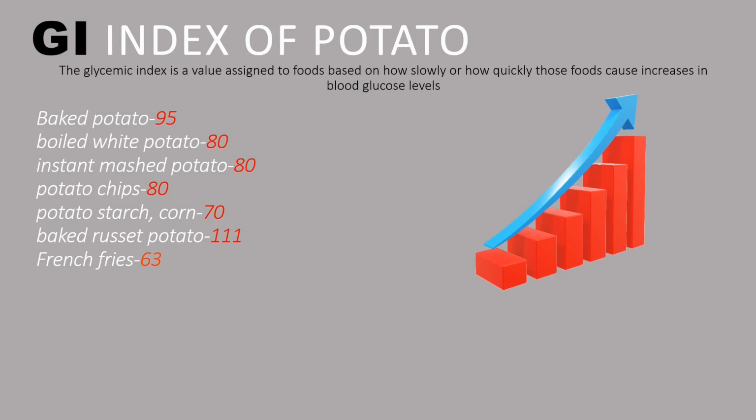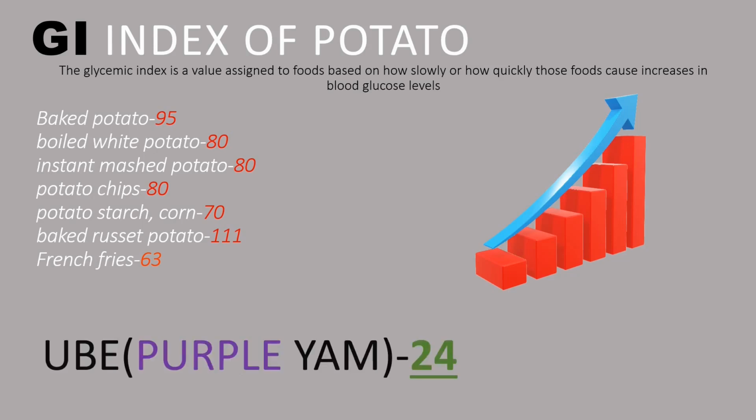Take a look at baked russet potato. That's 111. That is alarming. That is more than pure glucose. This is what it does to your body. When you take it, if you're diabetic and you put it in your body, it processes sugar so fast, extremely fast. It's scary. Okay, so we go down to ube or purple yam, which is amazingly low, 24.